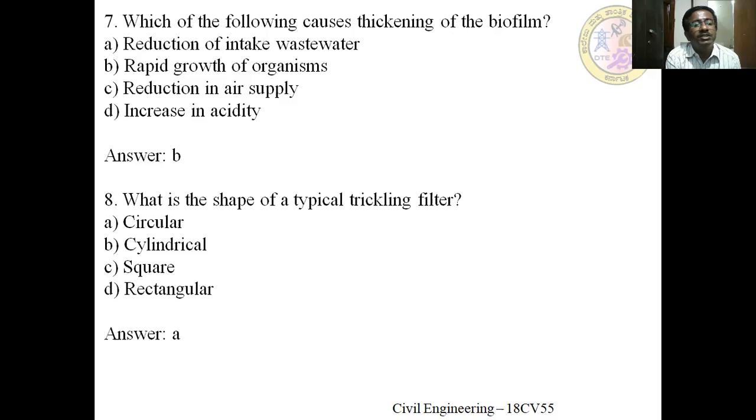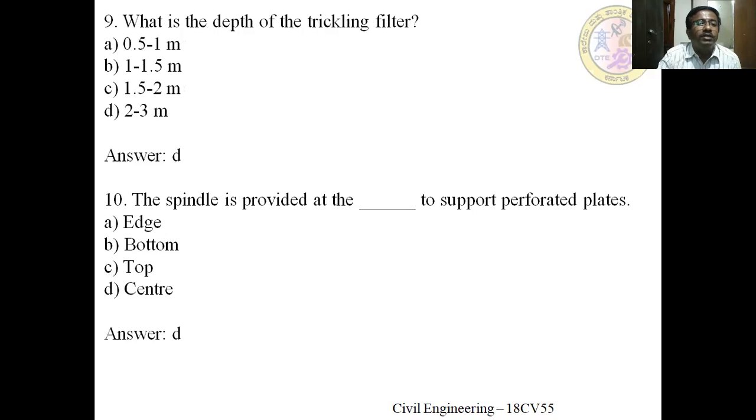Growth of the organisms goes on increasing depending upon the availability of nutrients. If the availability of nutrients is more, then growth is also more. What is the shape of the typical trickling filter? Usually, it is circular in nature. What is the depth of the trickling filter? Usually, the depth of the trickling filter is from 2 to 3 meter. The spindle is provided to support the perforated plates. Usually, it is placed at the center.